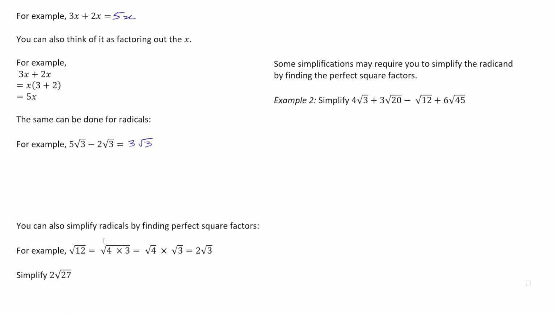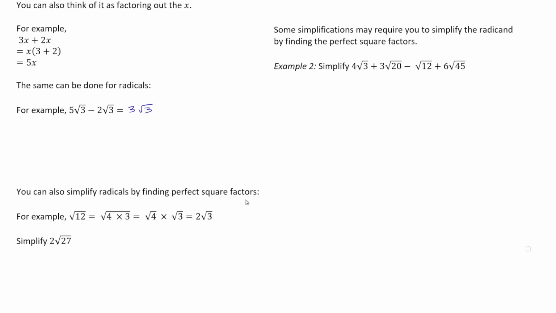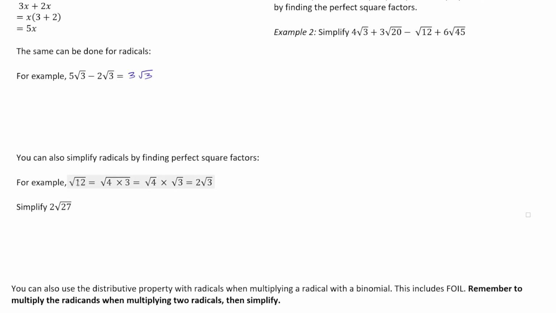You can also simplify radicals by finding perfect square factors. For example, we can take square root 12 and split the 12 into 4 times 3. Which one of these is a perfect square? 4 is a perfect square. So the square root of 12 is equal to the square root of 4 times 3. Then we can split that into the square root of 4 times the square root of 3. Since we know that the square root of 4 is just 2, 2 times root 3 is 2 root 3. If you tried square root of 12 on your calculator, and then also tried 2 square root 3, you'd find that they are the exact same thing.